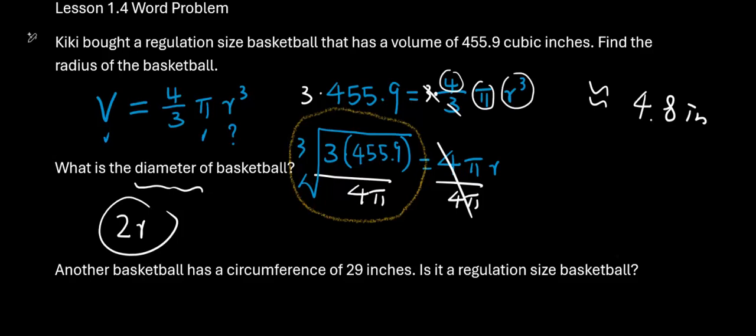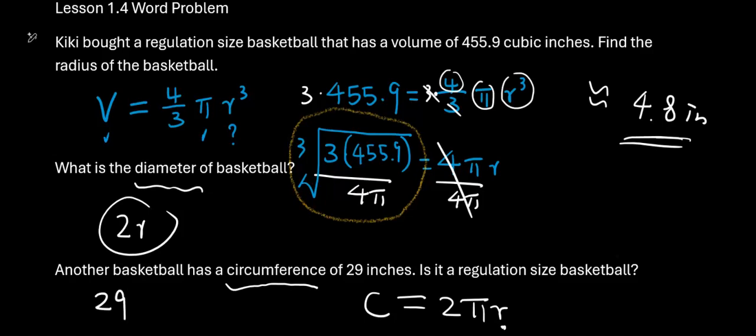Another basketball has a circumference. Pay attention to this. This is a circumference. So you want to write down circumference is 2 pi r. It asks, is this a regulation size basketball? If this r is the same as this, then it is yes. If it's not, it's not. So we're going to quickly plug in 29 as the circumference, 2 pi r.